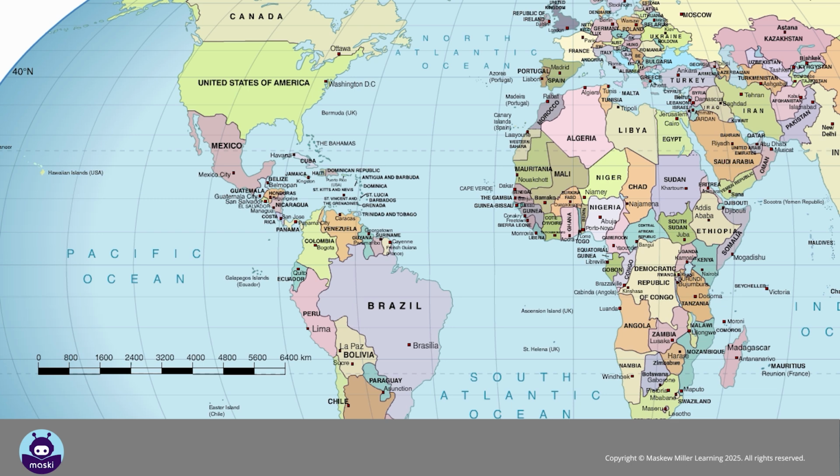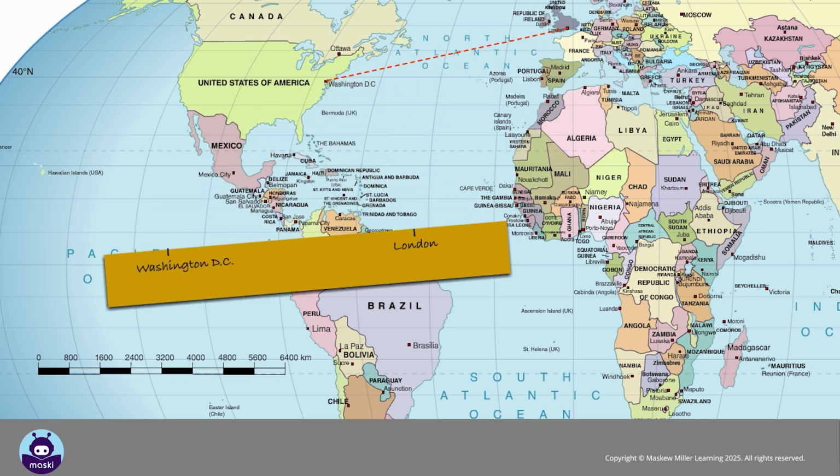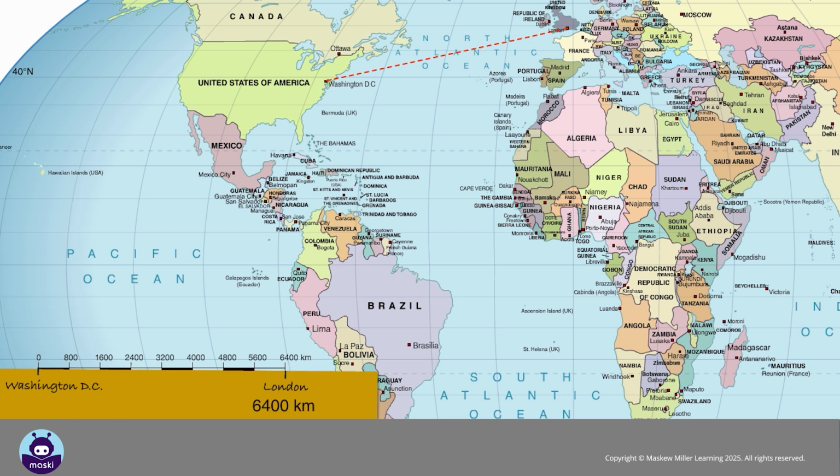Now let's measure the distance between two cities, London and Washington DC, on a world map. The scale of this map is 1 centimeter represents 800 kilometers on the ground. So, although the distance in centimeters is the same as on the map of South Africa, because the scale is so much bigger, the distance in reality is much further.